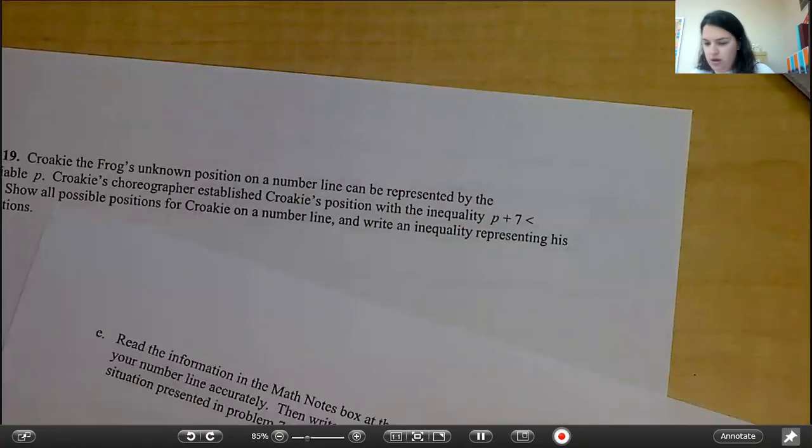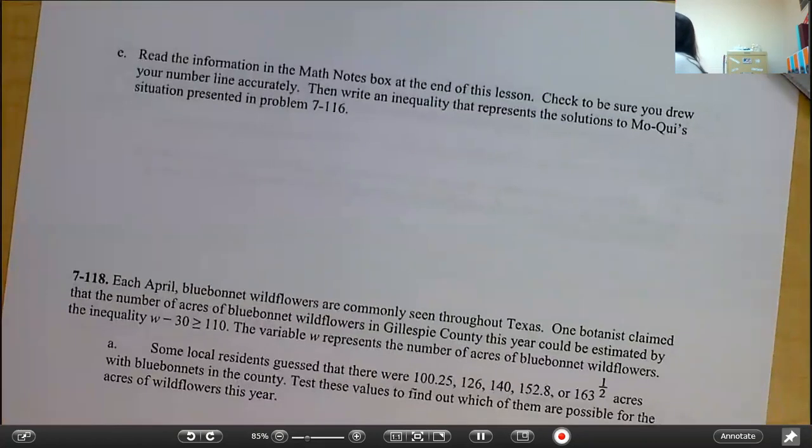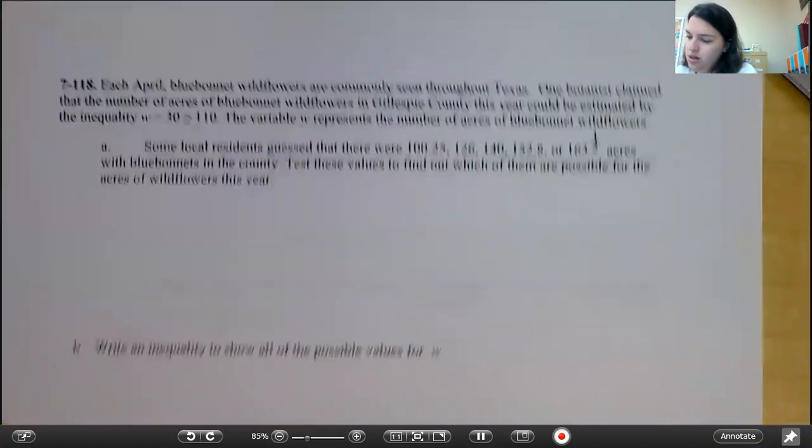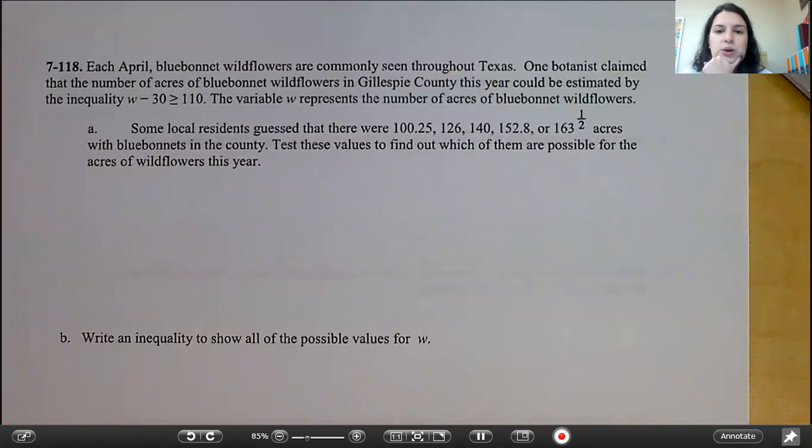Okay, we're going to move on to 7.118 now. So 7.118. Each April, bluebonnet wildflowers are commonly seen throughout Texas. One botanist claimed the number of acres of bluebonnet wildflowers in Gillespie County this year could be estimated by the inequality W minus 30 is greater than or equal to 110.